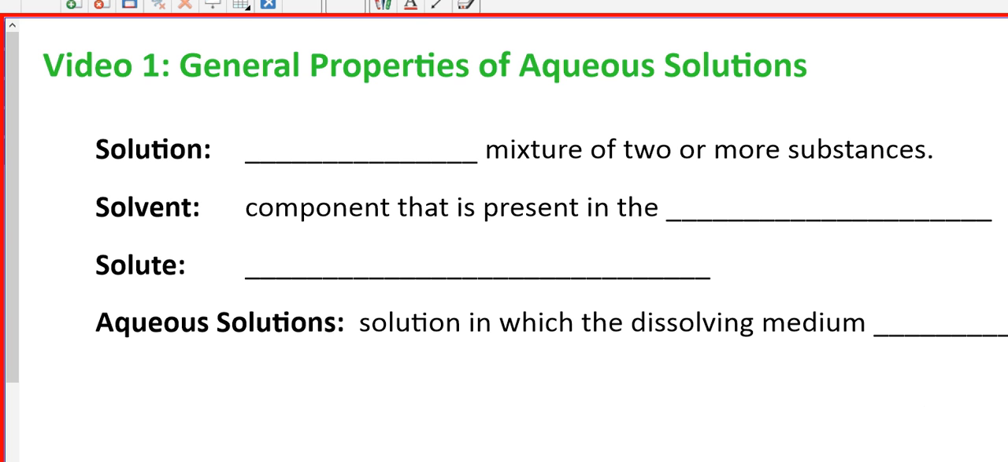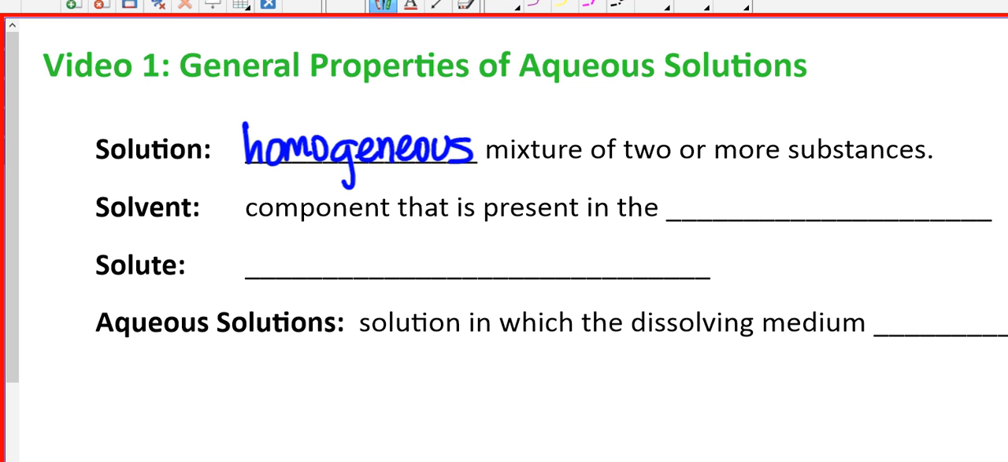This video is on just general properties of aqueous solutions. So first we need to define solution. A solution is a homogeneous mixture of two or more substances. Recall that the prefix homo means same. So homogeneous, made of things that all look the same. The whole thing looks the same throughout. You're not going to have different layers or pieces or colors or parts you can see.